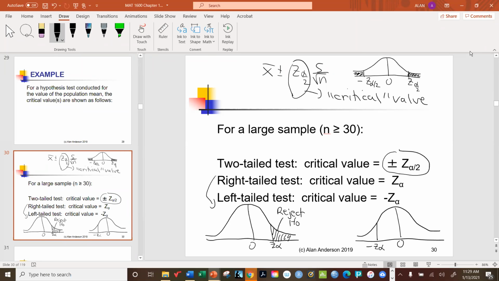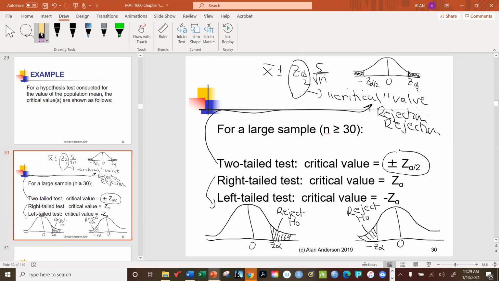That's where the name actually comes from. If you think of the shaded regions as tails, you can see the origin of these names now. This is the two-tailed test, and the two-tailed simply means this shaded region, which is also known as the rejection region, has two tails.